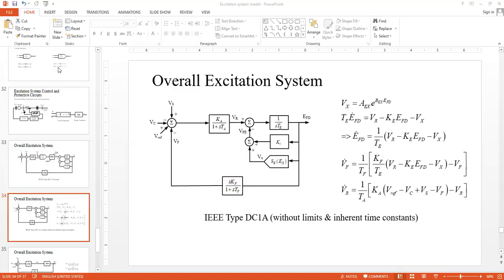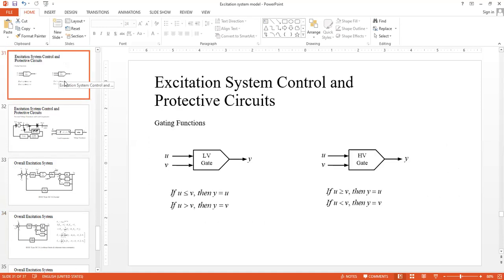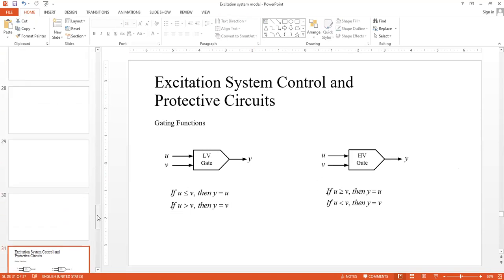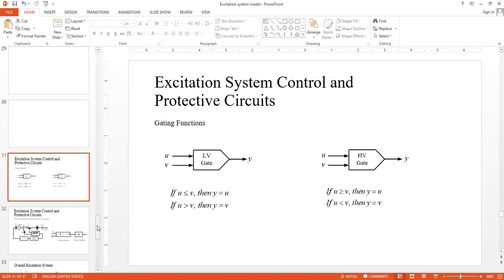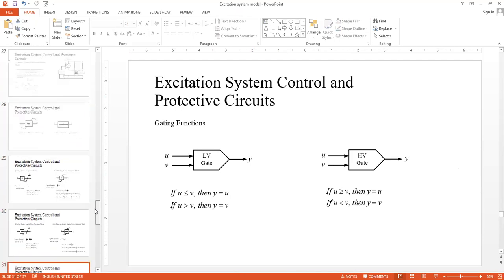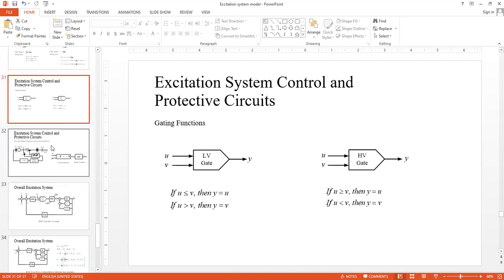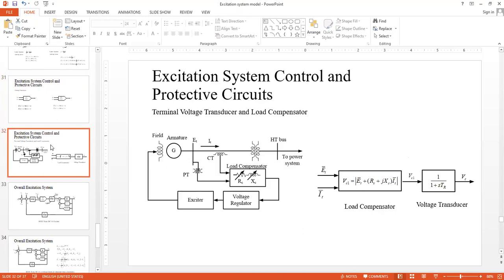And specifically the topics that came in the exam, I actually covered up to this slide probably. So it was related to the limits associated with the gating functions and some other mathematical functions that may arise in the modeling of the exciter system. Okay, so let's continue from here.